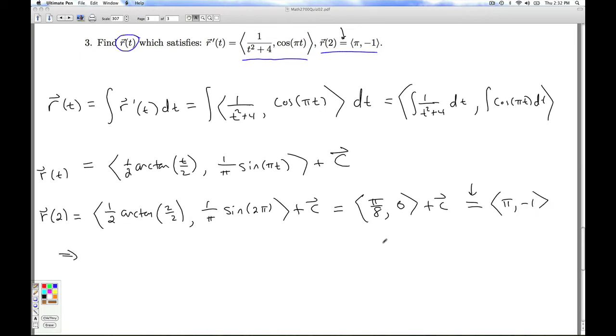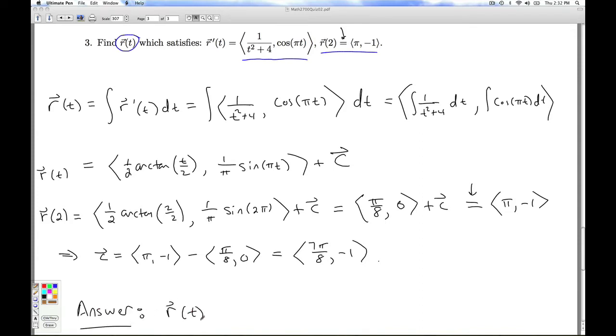So what do we get here? The vector c is equal to, subtract this vector from both sides, pi comma negative 1 minus pi over 8, 0. And so what do we get? Pi is 8 pi's over 8. 8 pi's over 8 minus 1 pi over 8. That's 7 pi's over 8. Negative 1 minus 0 is negative 1. So what's our final answer?